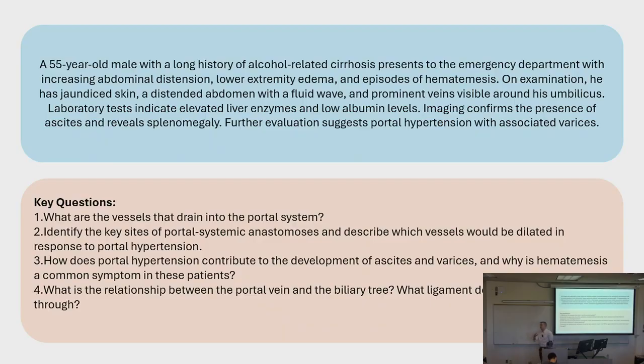Okay, so this whole case is talking about portal hypertension. In this case, it's alcohol-induced due to cirrhosis of his liver. So what are the vessels that drain into the portal system? So give me, I heard splenic. What's superior mesenteric, and there's one more. Inferior mesenteric. Okay, so inferior mesenteric vein oftentimes drains into which of those? Splenic, and they come together to form the portal vein.